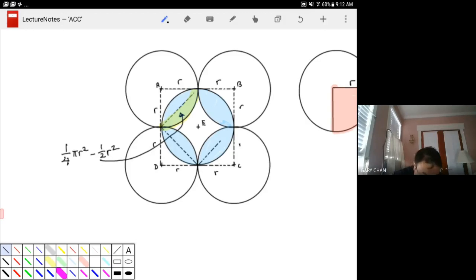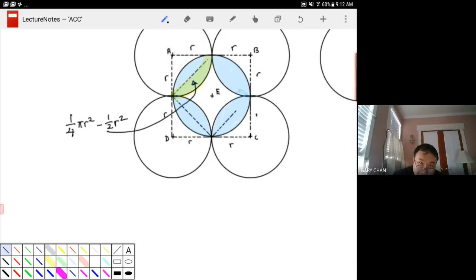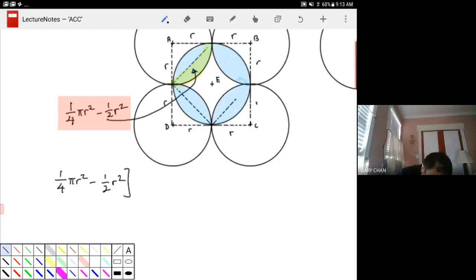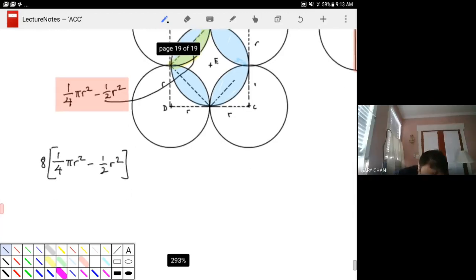I'm going to try to clean this up a little bit. You don't have to continue with this, because the thing that I just wrote is in fact the area of half of that. So I could just take that 1/4 pi r squared minus 1/2 r squared and multiply that by how much? By 8. But I want to do a little bit of simplification just to make the answer look a little nicer.